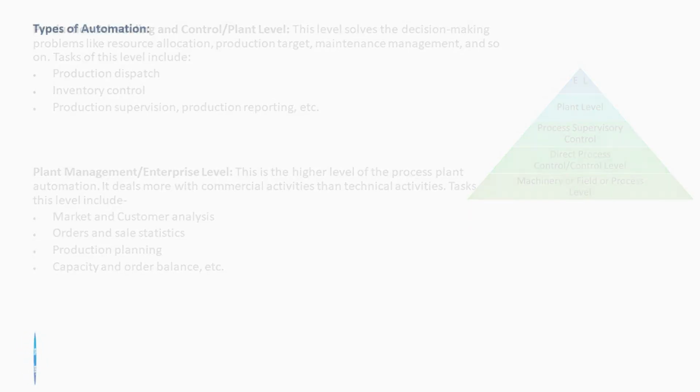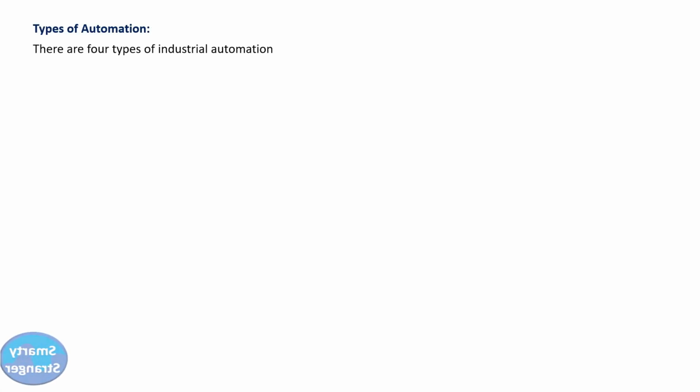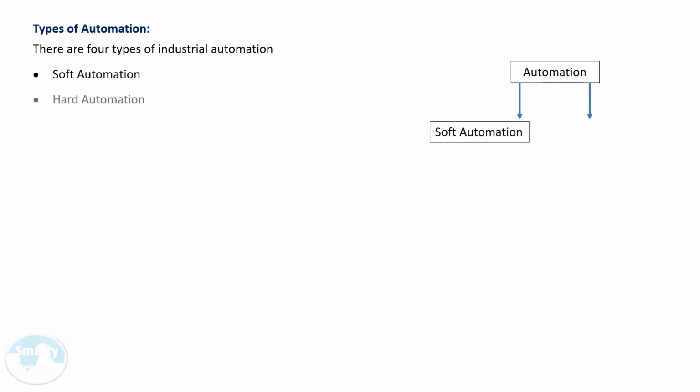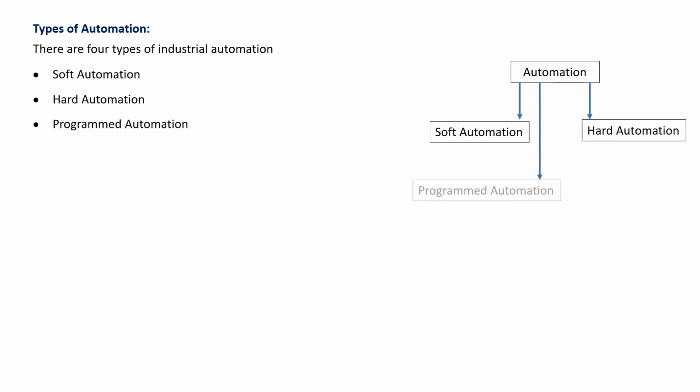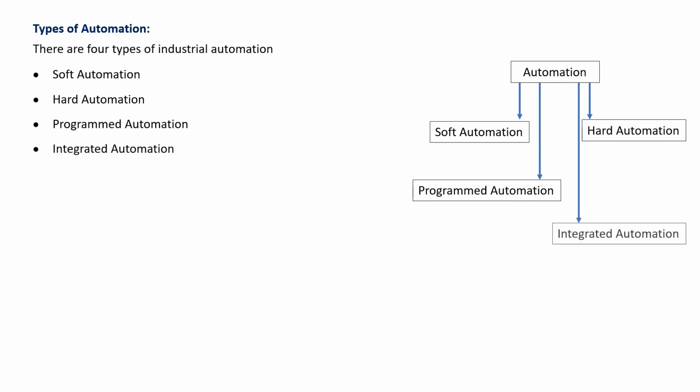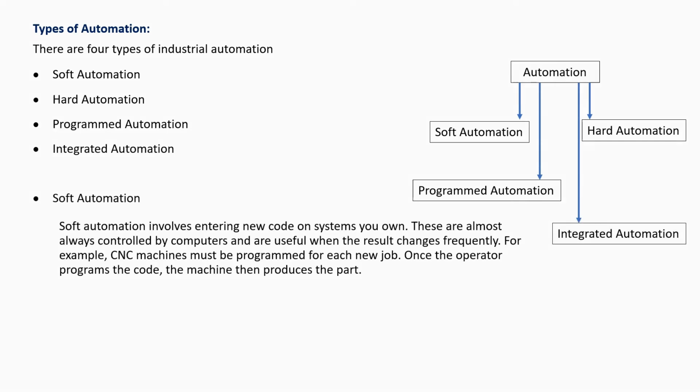Types of automation. There are 4 types of industrial automation. Soft automation. Hard automation. Programmed automation. Integrated automation. Soft automation. Soft automation involves entering new code on systems you own.